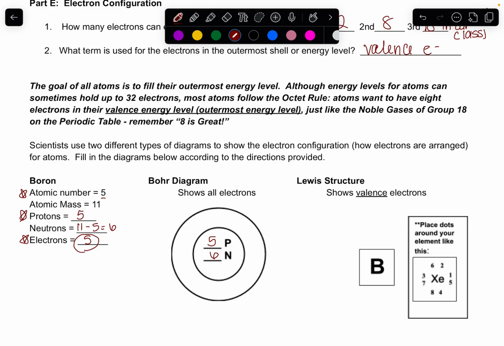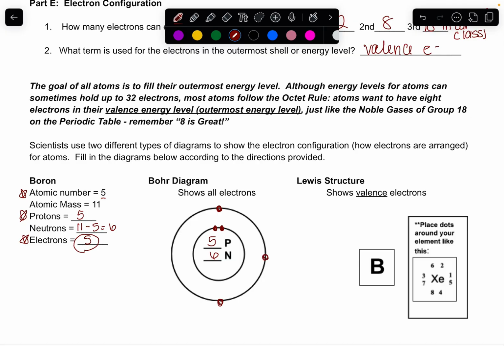On my first energy level, I can only hold 2 electrons. So I'm going to put 2 there. And then I need to move out to my next energy level. If I need to place 5 and I have 1, 2 already, I'm going to do 3, 4, 5.